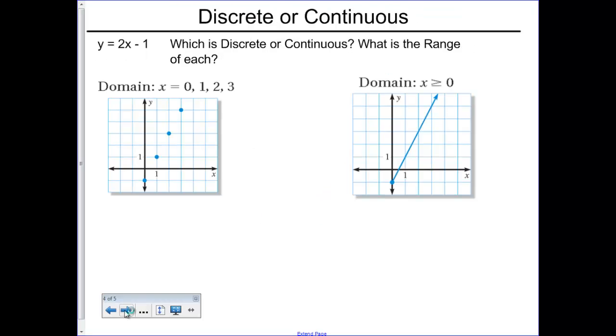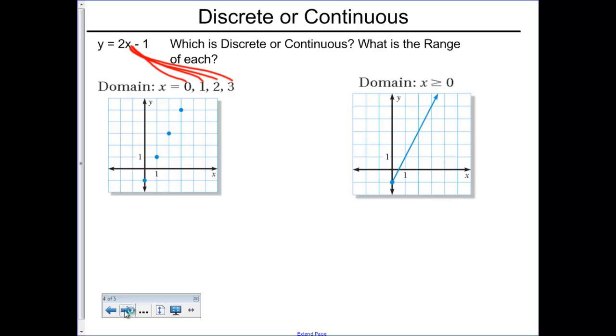Look at the equation, y is equal to 2x minus 1. Which is discrete or continuous? What is the range of each? Well, on the left-hand side, they give us a domain value of just 0, 1, 2, and 3. And in order to graph those points, we're going to substitute these numbers in place of x, and each time we do that, we get a point on the graph. And we're not allowed to use any other domain than the one that they gave us. And that's how we end up with these gaps between the points. So this on the left then would be a discrete graph.